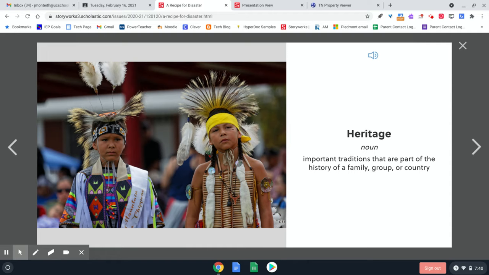Maybe every time you go to the beach, one or two nights you go out and you search for crabs in the sand. Maybe other families don't do that. Maybe only your family does. That's part of your heritage. Okay.